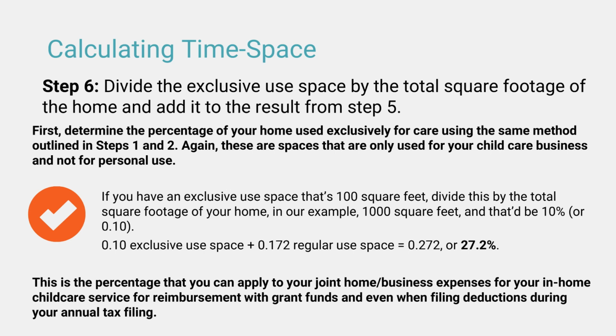For example, if you have an exclusive use space that is 100 square feet in addition to your regularly used space in your 1,000 square foot home, then divide 100 by the total square footage of your home, 1,000 square feet. That is 10%, or 0.10. 0.10 exclusive use space plus 0.172 regular use space equals 0.272, or 27.2%. This is the percentage that you can apply to your shared home or business expenses for your in-home child care service when claiming business use of home at tax time or for grants.